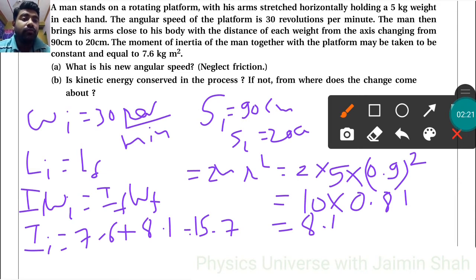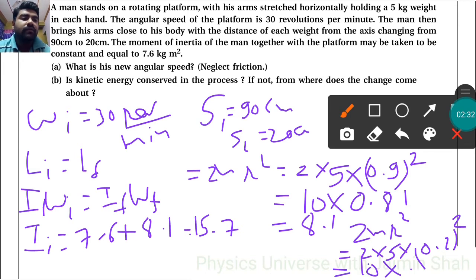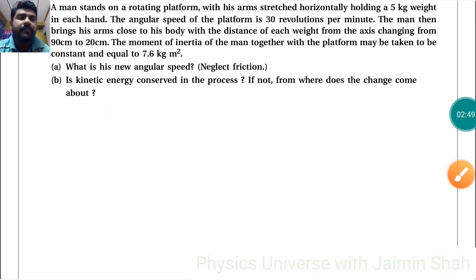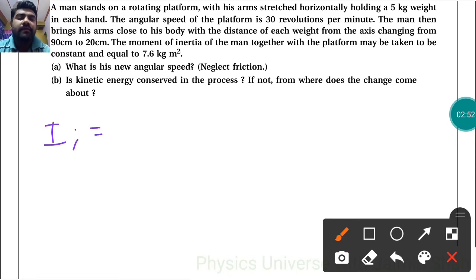Now we need to find I_f. To find I_f, again 2 m r square is equal to 2 into 5, r is 0.2 square, so 10 into 0.04, so 0.4. Now I_f is equal to 7.6 plus 0.4, that will be 8. So here we have I_i, which is 15.7, and I_f is 8.